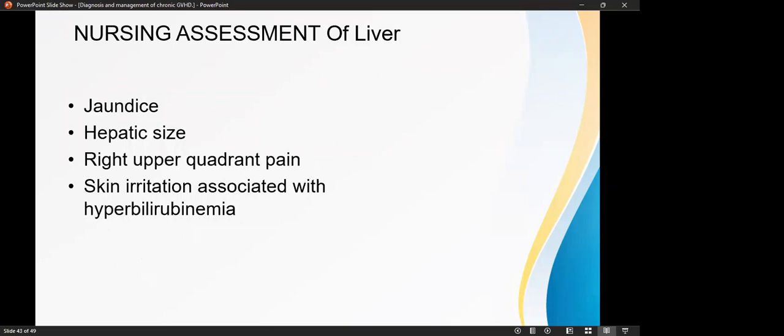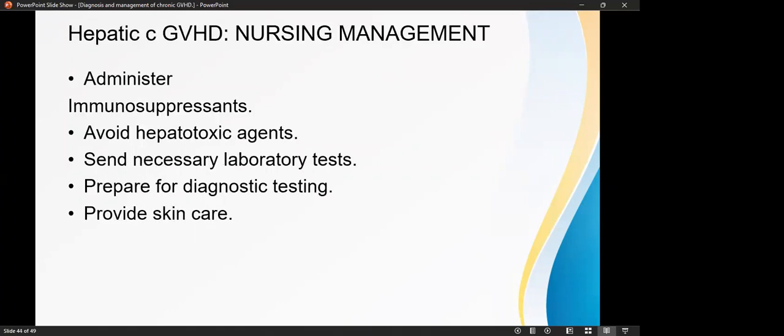And in the liver, she will assess the jaundice, hepatic size, right upper quadrant pain, skin irritation associated with the hyperbilirubinemia. And what will be the management? Administer the immunosuppression, avoid the hepatotoxic agent, send the necessary laboratory test, prepare for diagnostic testing, provide skin care.